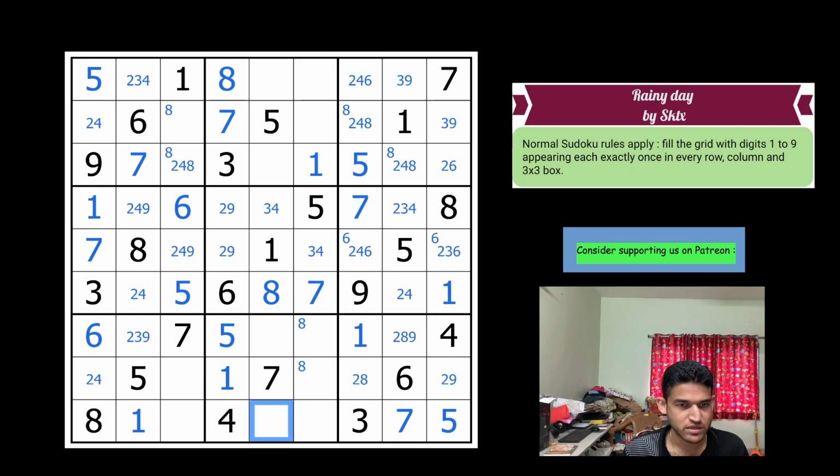Now let's look at row 9, 1, 4, 8, 3, 5 and 7. So I need 2, 6, 9. So this will be 2, 9 and these would be a 2, 6 and 9, right? So 6 must be in one of these two cells, not much use.